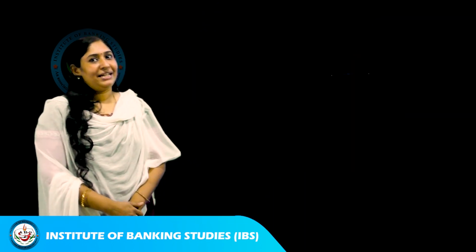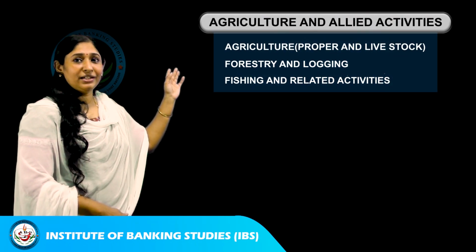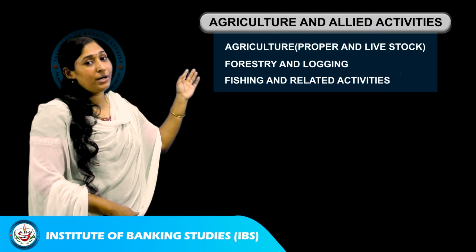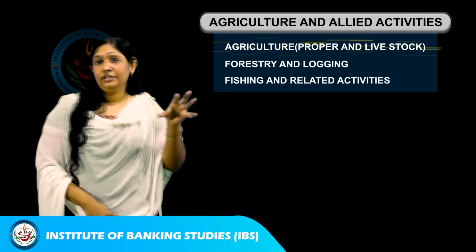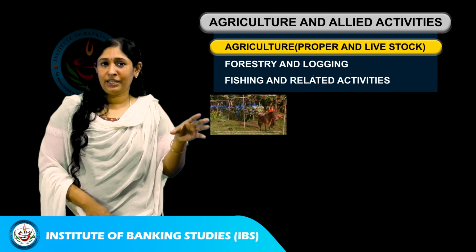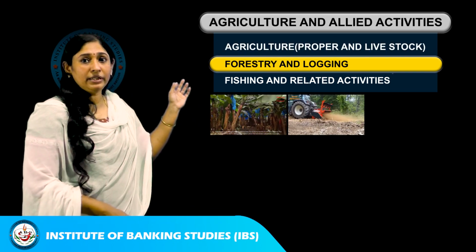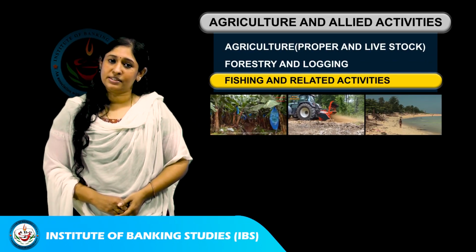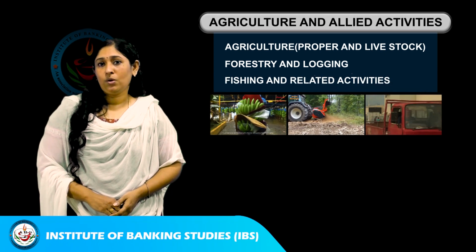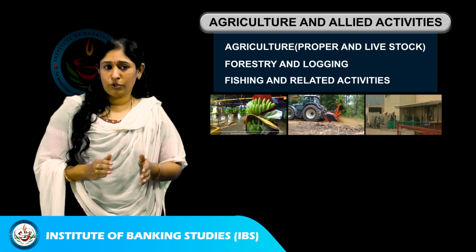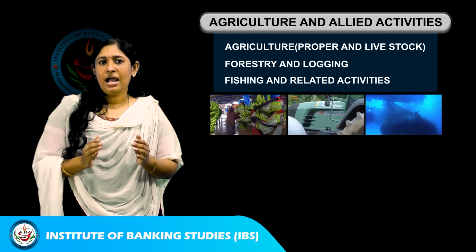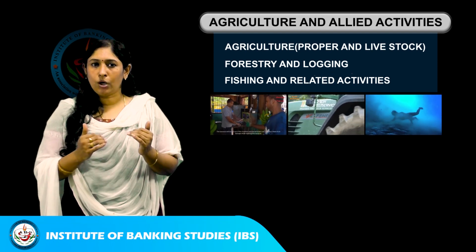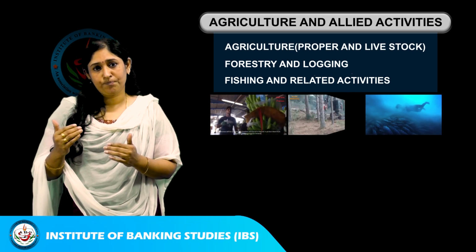Moving on to the next slide, we can see that agriculture and allied activities is the primary sector of the Indian economy. There are different components. They are agriculture proper and livestock, forestry and logging, fishing and related activities. The agrarian economy was the backbone of the Indian economy, but recently we can see that the trend has changed a little and agriculture has gone down and the other sectors have come up.